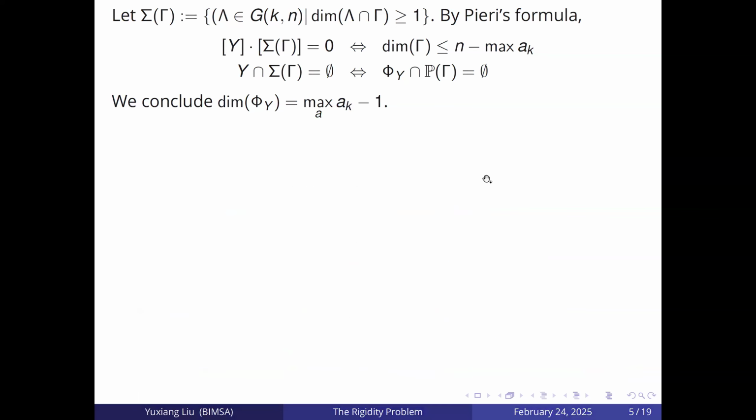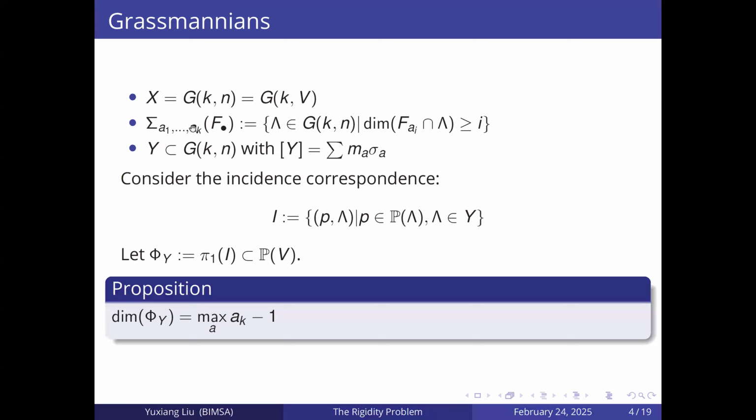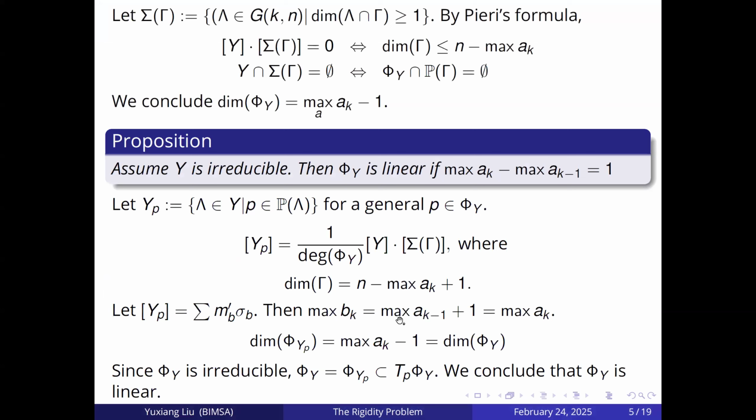So it is from our definitions. a_k is the largest subindex, and a_{k-1} is the second largest subindex in the sequence. And here, for the maximum of a_k, we take the maximum over all the summands in the class of Y. Oh, I see. Okay, thank you. Yeah. And same for the maximum of a_{k-1}. We take the maximum of a_{k-1} among all the summands in the class of Y.